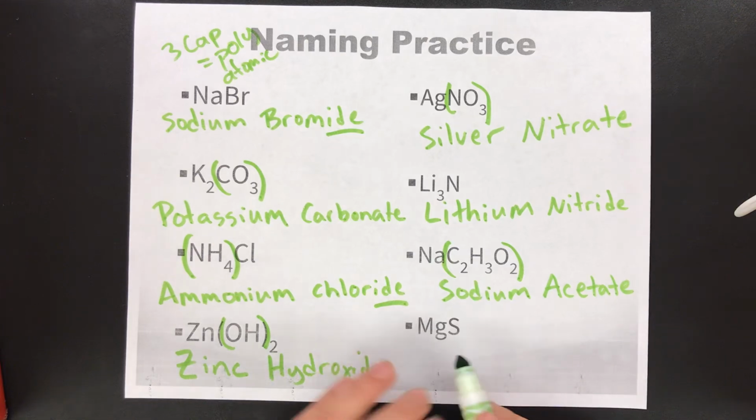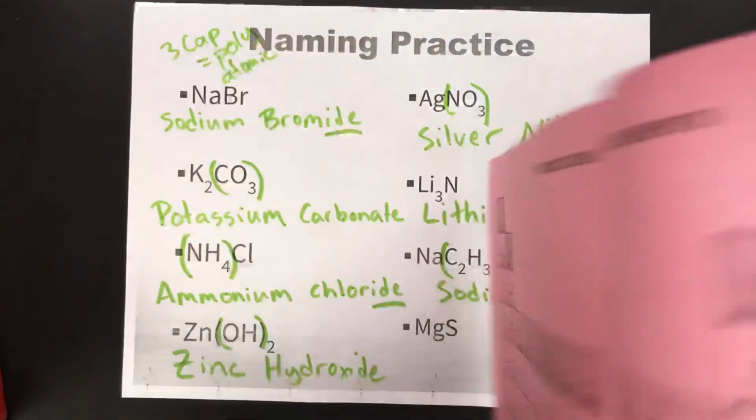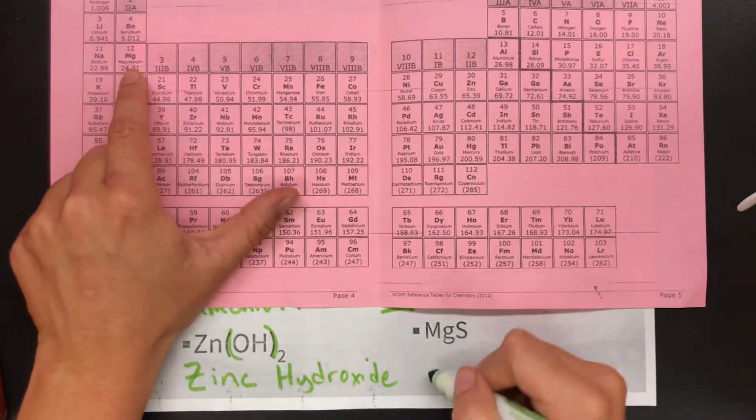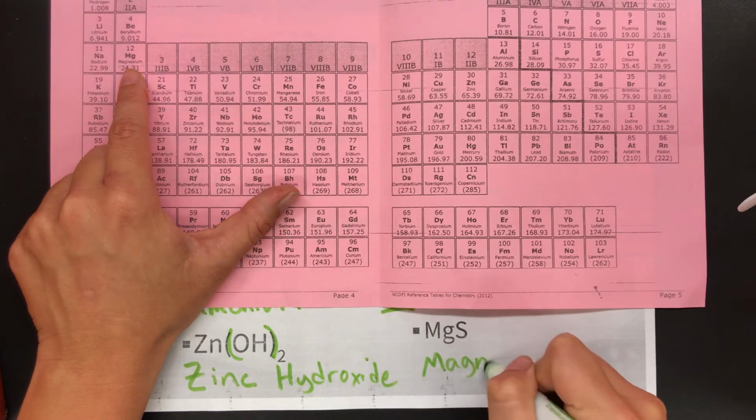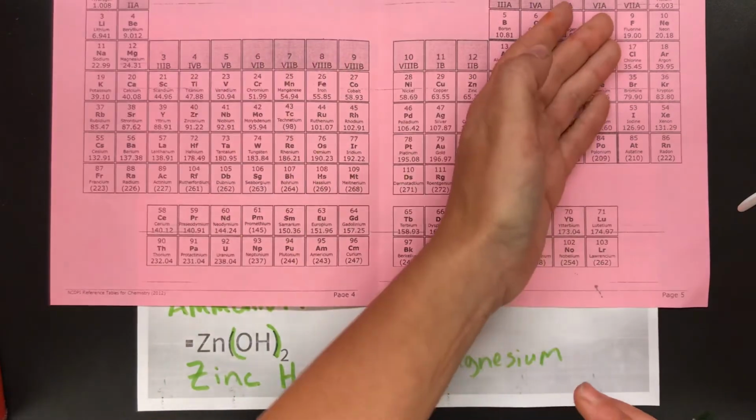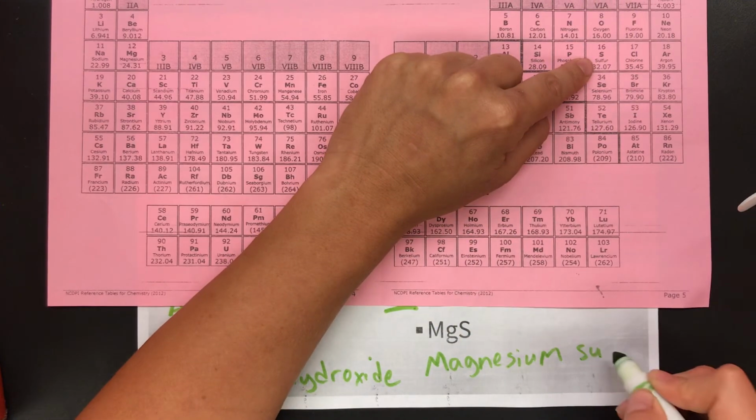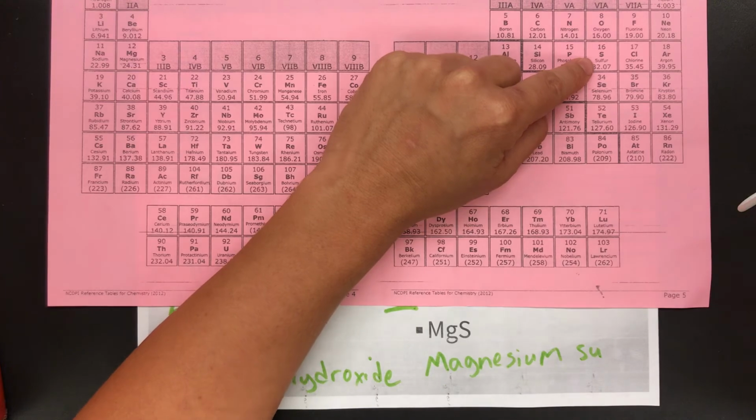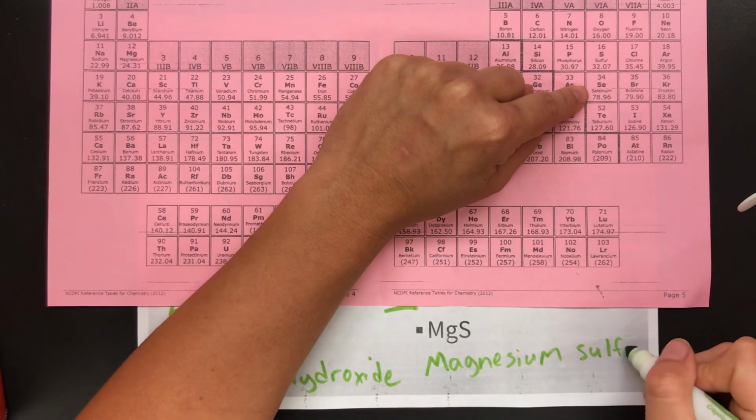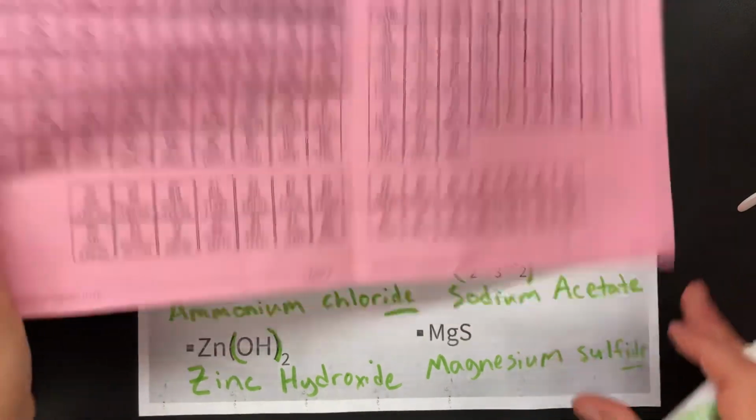Last one, MgS. No, there's only 2 capital letters, so we're just again going to look at the periodic table. So Mg, right here is magnesium. And then S, remember it's going to come from the other side because it's the nonmetal. So S is sulfur. Most common mistake is to keep it as sulfur, but if you get it from the periodic table, you're going to change it to sulfide. Drop that ending. And there you go. That is it for this video.